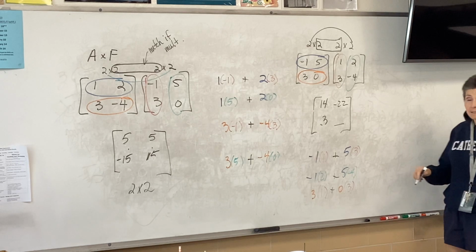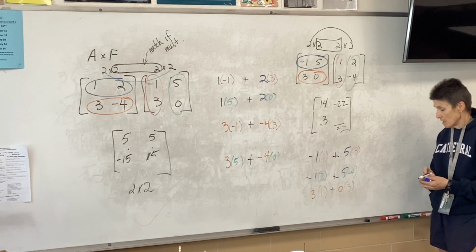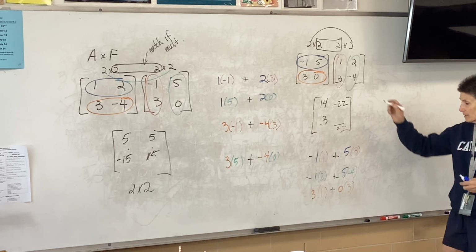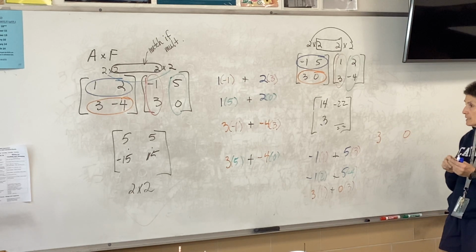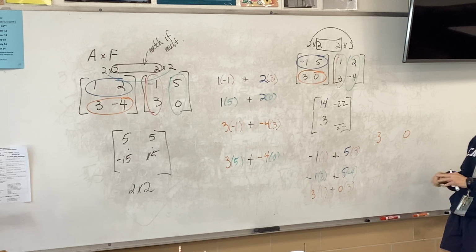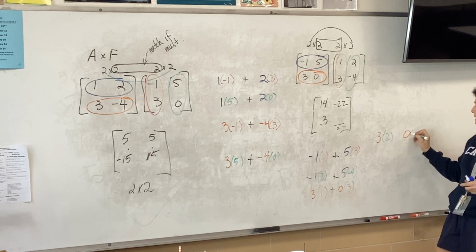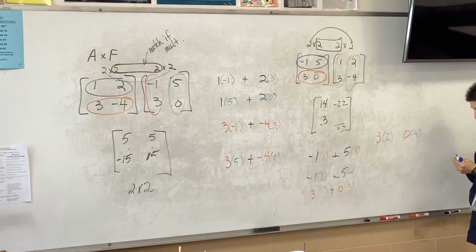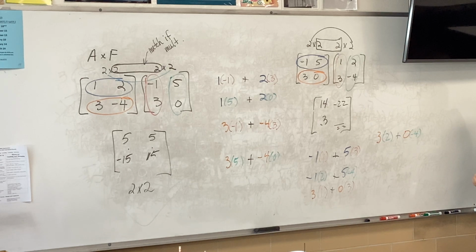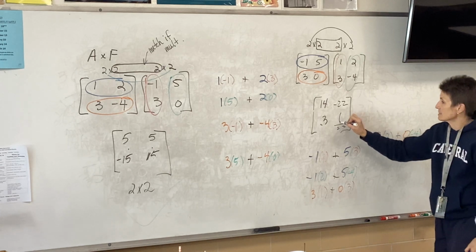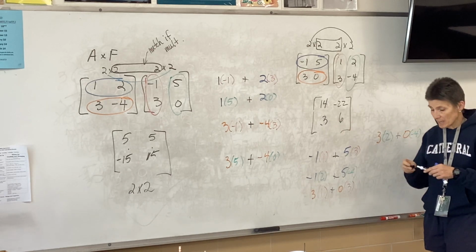And then last but not least, second row, second column. So I'm taking the numbers in the second row, which are 3 and 0, and I am timesing them by the numbers in the second column, which are 2 and -4. So I'm going to multiply each pair and add them up. 6 plus 0 is 6. And there is the product.